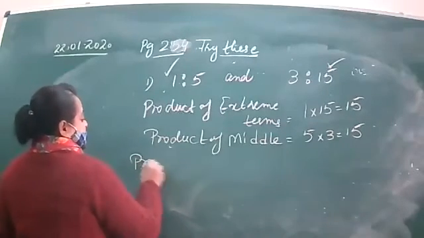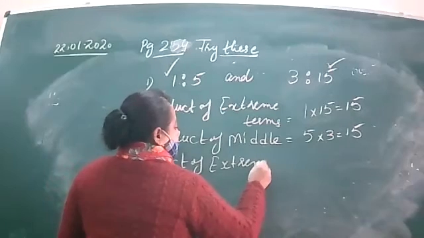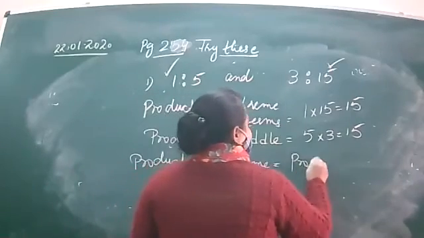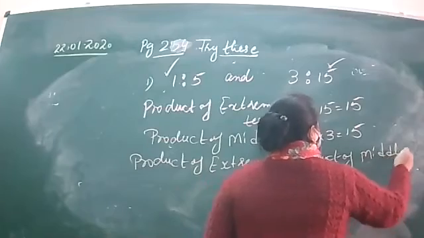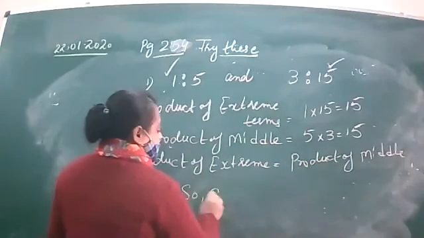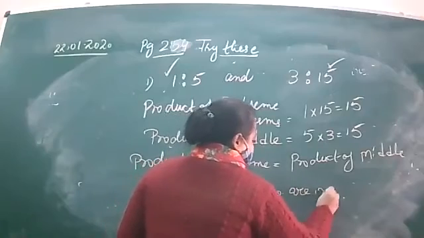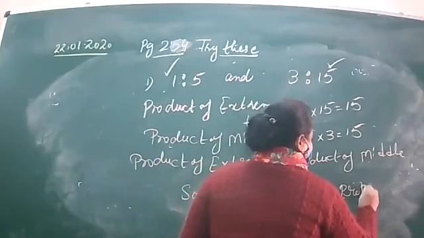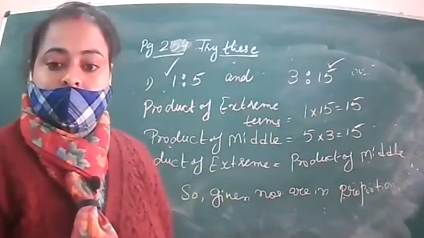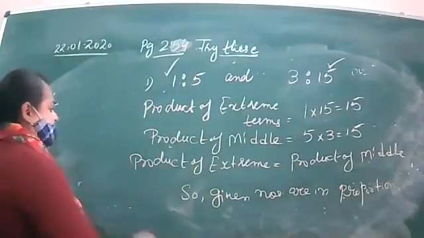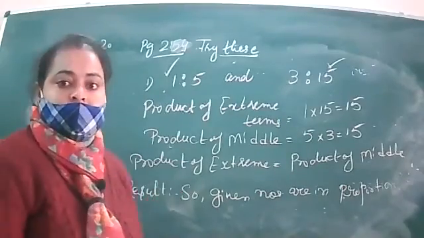So write here product of extreme is equal to the product of middle. So given numbers are in proportion. This is result. ये result ही है.